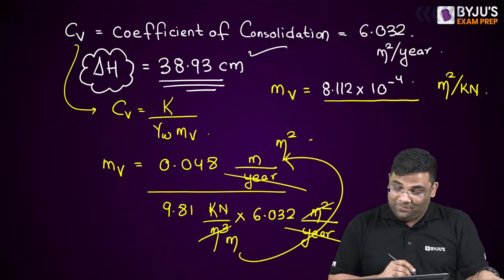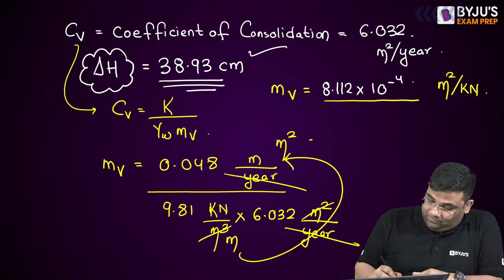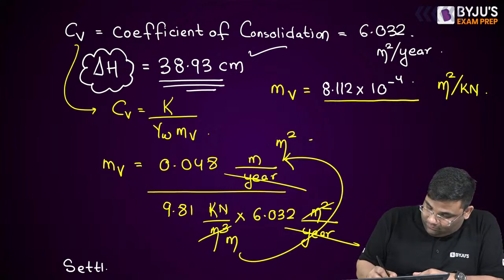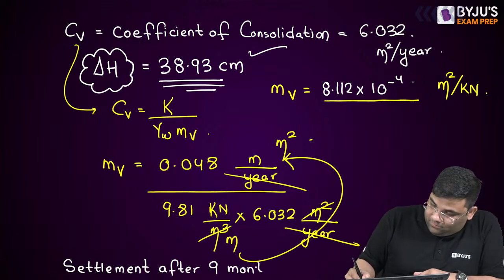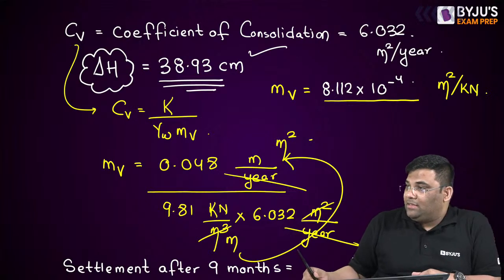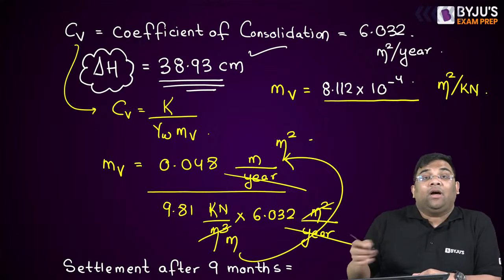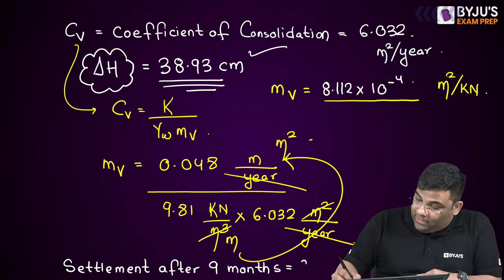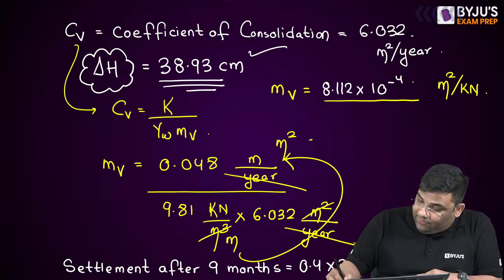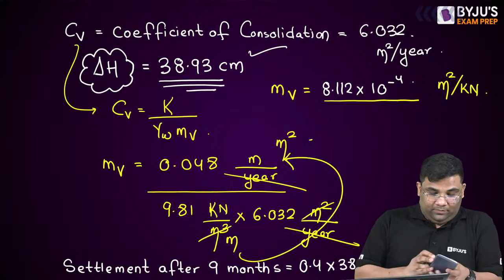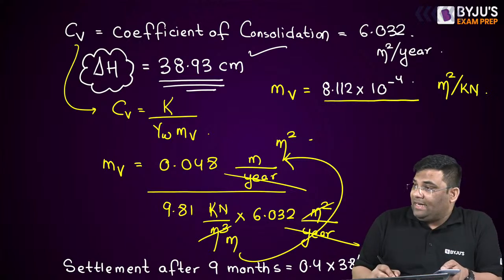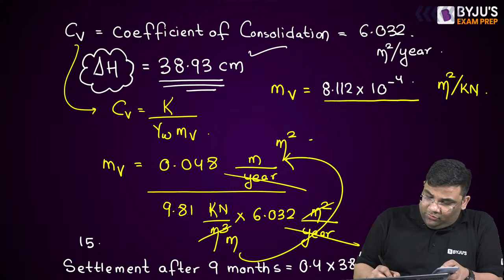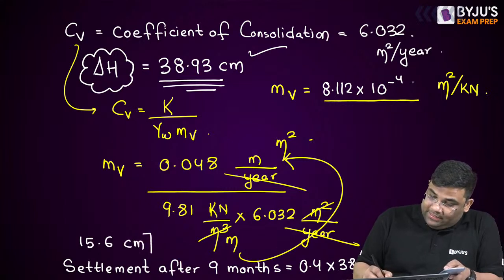What's the final answer then? Yes, 40% of the ultimate one. So, 0.4 of 38.93. I am getting around 15.6, right? That depends on how much you have taken for the 38.93 and all.